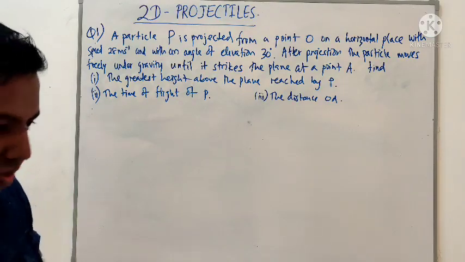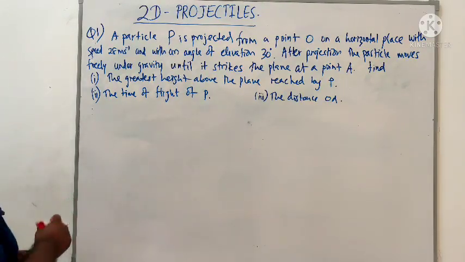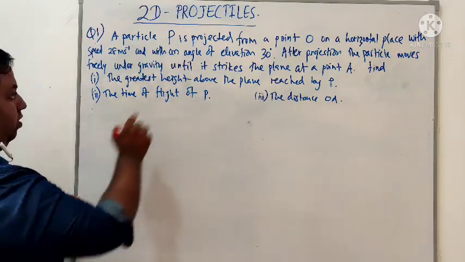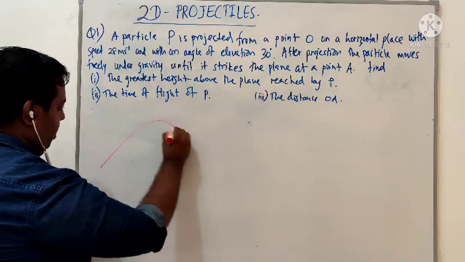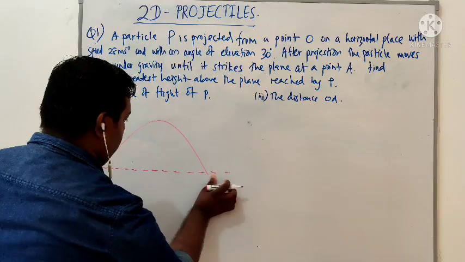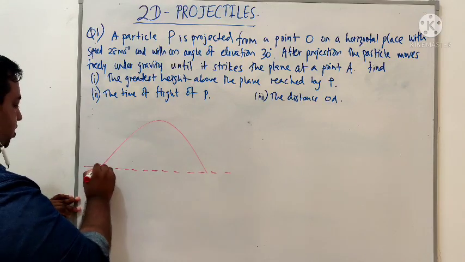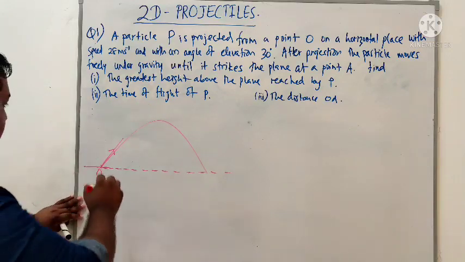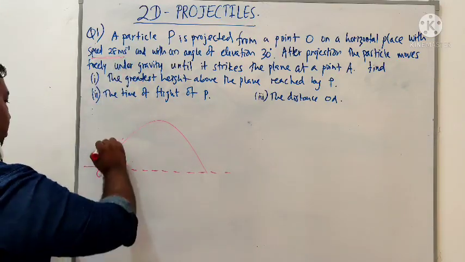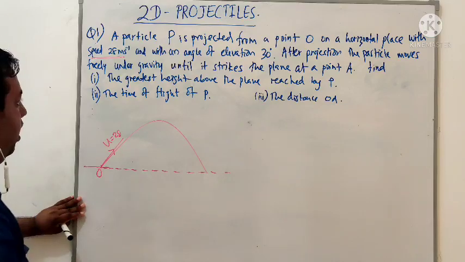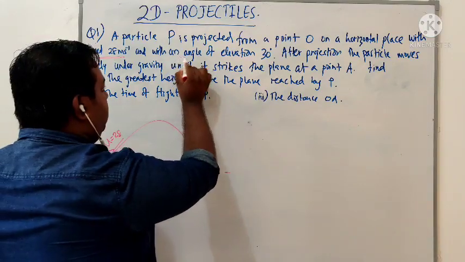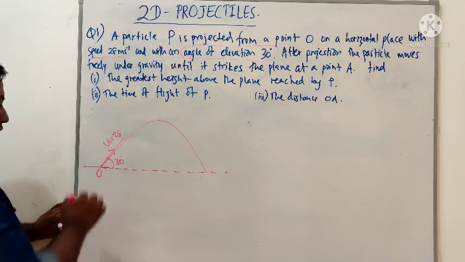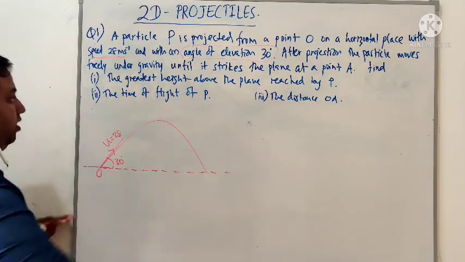So now I'm going to write the answers. First, you have to figure out that particle P is projected from a point O. Right, it's the horizontal plane. So this is the point O. This is the initial speed given, 28 ms^-1. I can write u equal to 28, given, and with an angle of elevation 30 degrees. We took alpha, so alpha is 30 degrees.